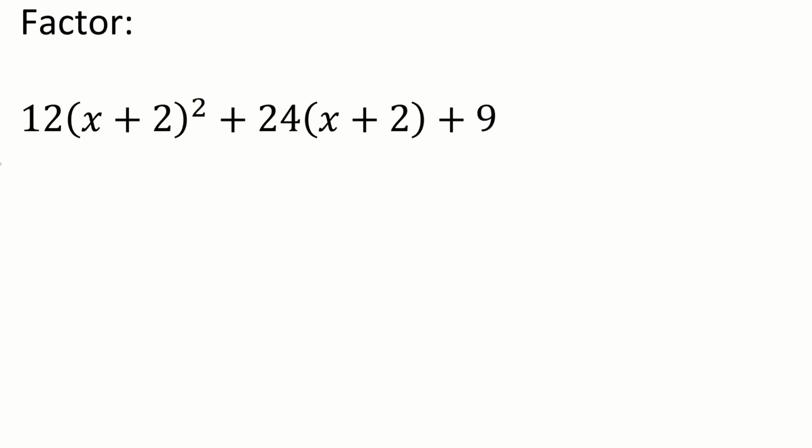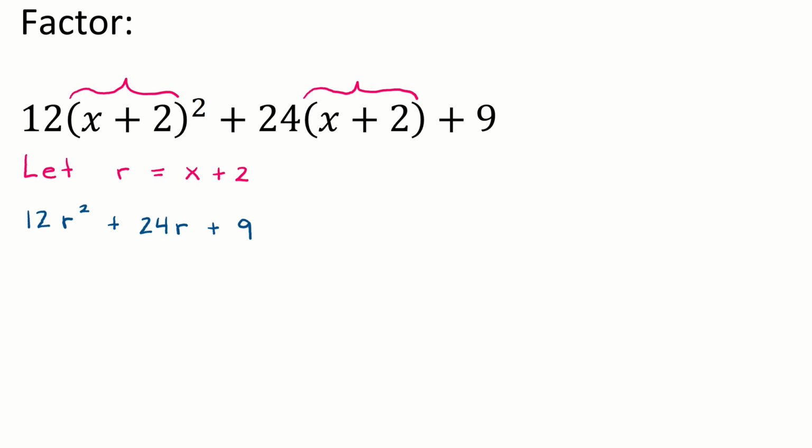The first thing I'm going to do is say let r equal x plus 2. That's because I have an x plus 2 here, as well as an x plus 2 here. So just to simplify it, I want to replace both of those x plus 2's with an r. What that's going to do is turn my question into 12r squared plus 24r plus 9. So it's already made this question look a lot simpler, and it looks like a trinomial now.